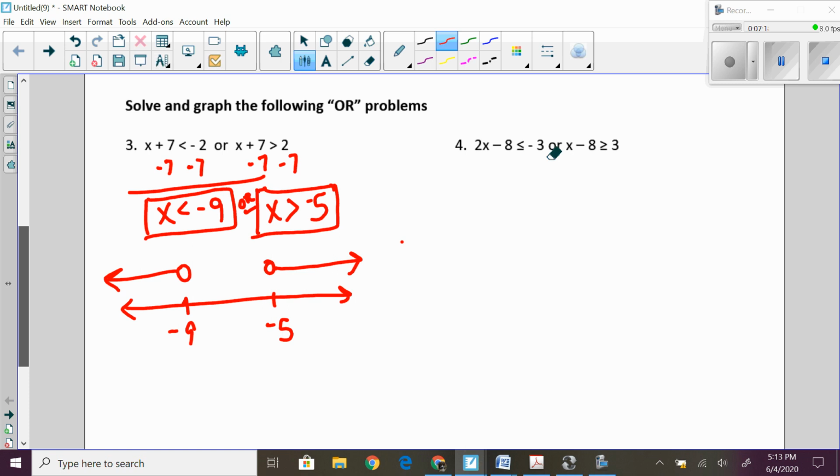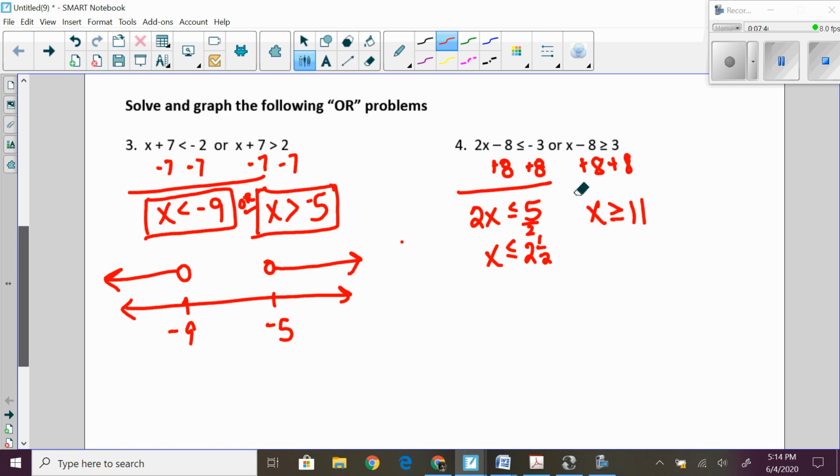Number 4, same routine. We see the word OR in here. So we're going to solve each of these on its own. So we get 2x is less than or equal to 5. X is less than or equal to, it would have been 5 over 2. I'm going to make it 2.5 for graphing purposes. And then for this one, we're going to add 8 to each side, and we get a solution. X is greater than or equal to 11.